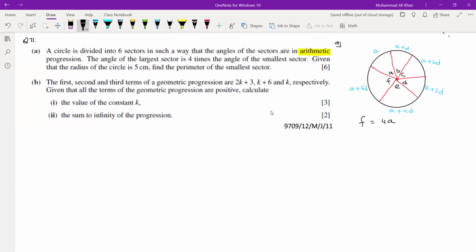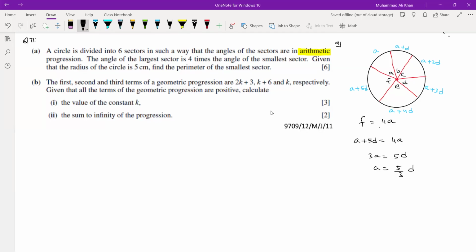अब आइए, क्या कहा गया? F किसके इक्वल है? A plus 5D equals 4A. 4A minus A, 3A equals 5D. And what is the value of A? 5 over 3 D. Any confusion? The first equation. And how to make the second equation?